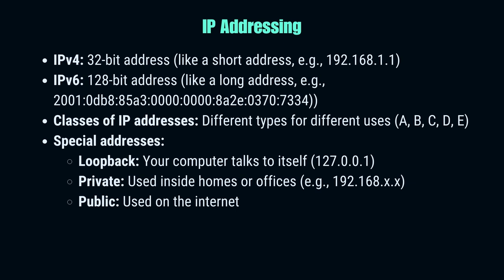There are also special types of IP addresses. Private IP addresses are used within local networks and can't be accessed directly from the Internet. Public IP addresses are globally unique and used for Internet-facing devices. Understanding IP addressing is crucial for network configuration and troubleshooting. It's the foundation of how devices find each other on the vast network that is the Internet.